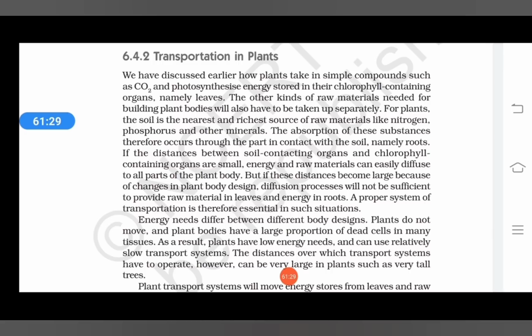The other kinds of raw materials needed for building plant bodies will also have to be taken up separately. For plants, the soil is the nearest and richest source of raw materials like nitrogen, phosphorus and other minerals. So the required materials and minerals for the body of the plant are fulfilled by the soil.